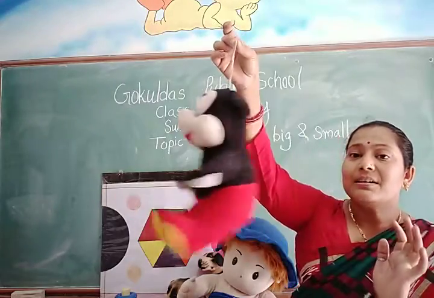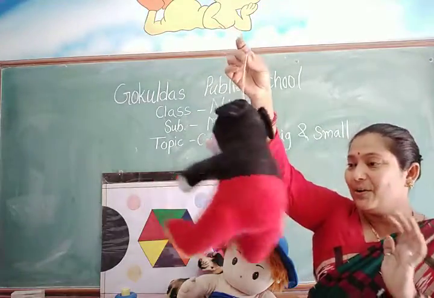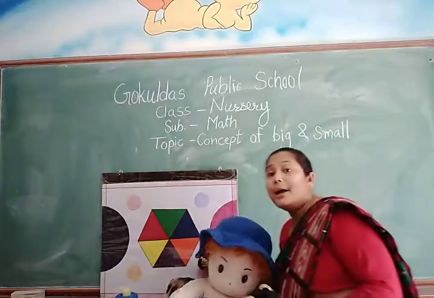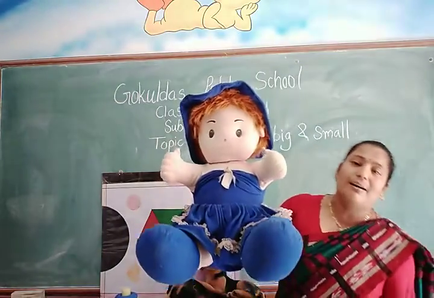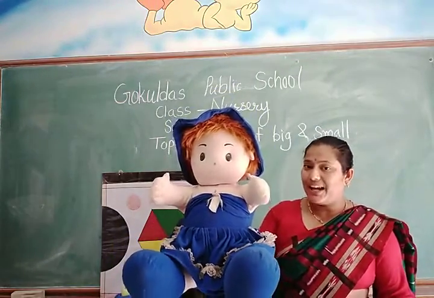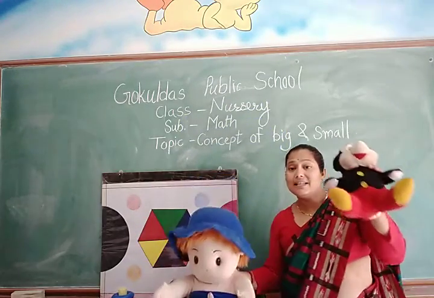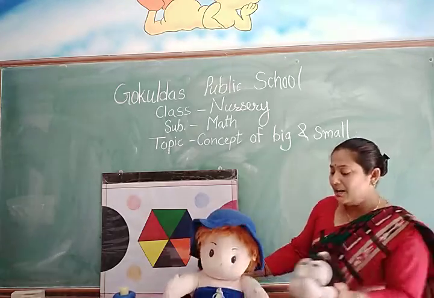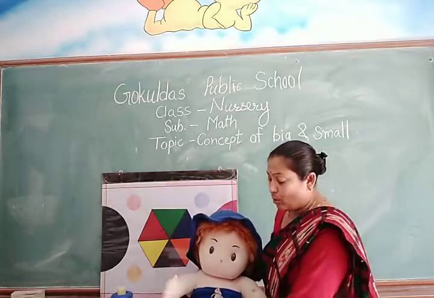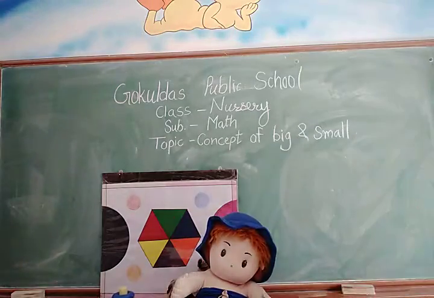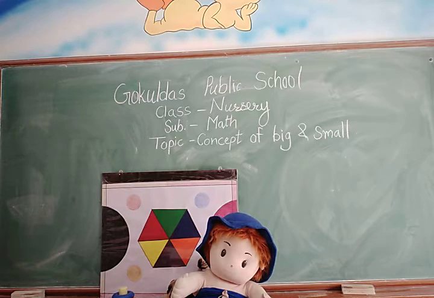Okay. Small teddy and big doll. Oh, big doll. This is a big doll. And this is a small doll. Small teddy. Okay. And you have a chair at your home.